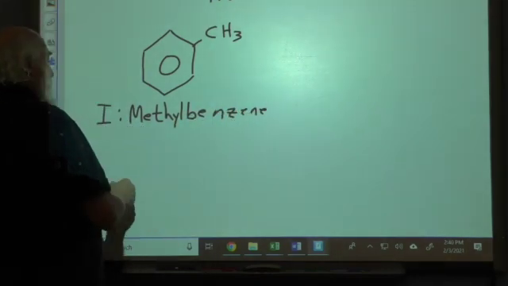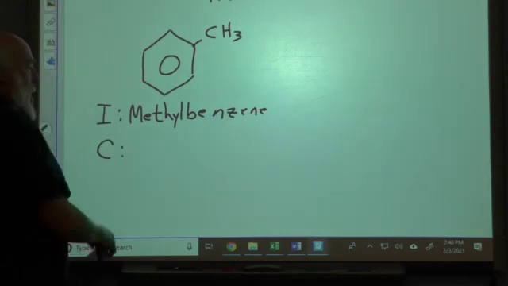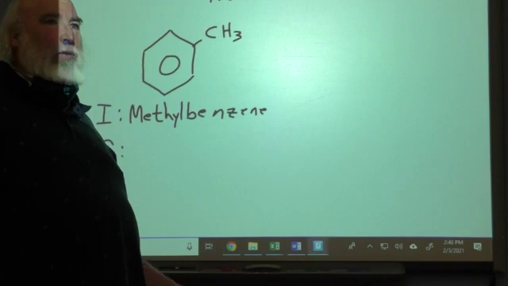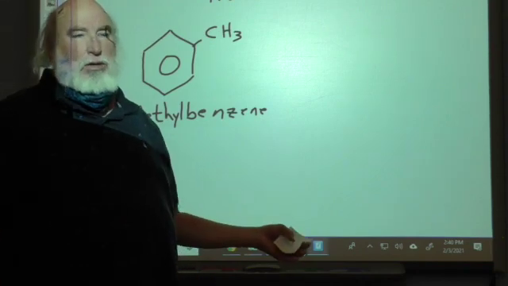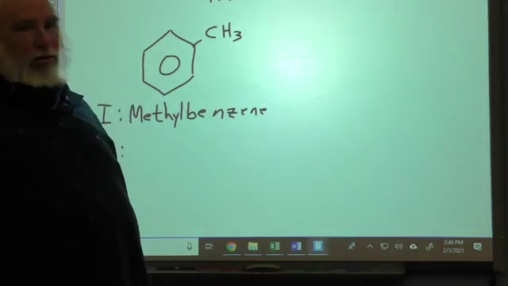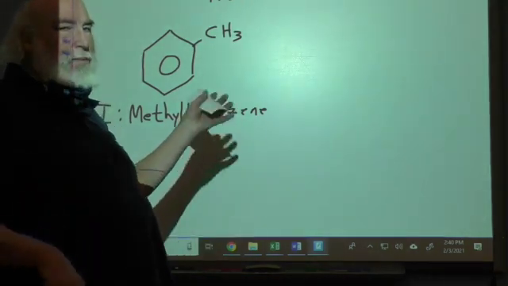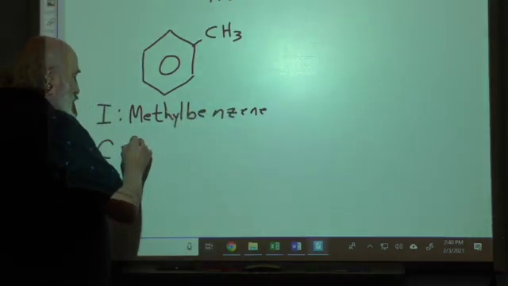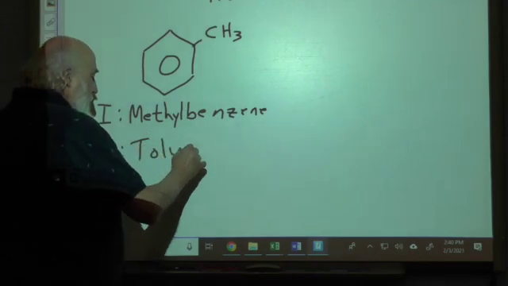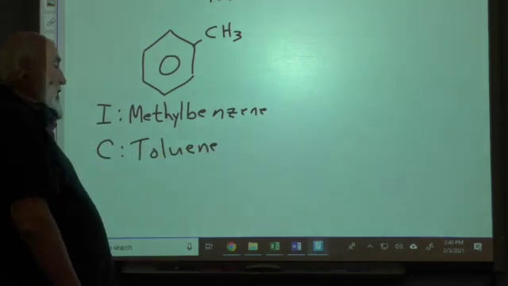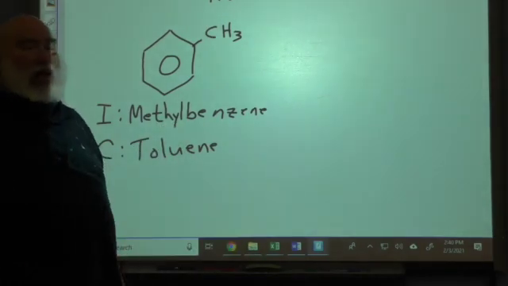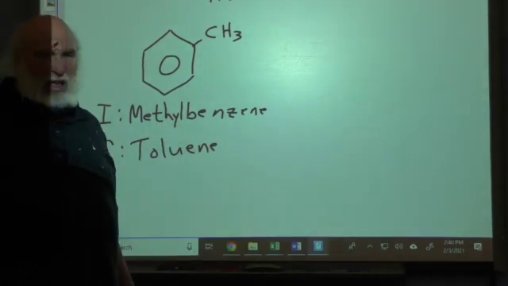But then there's something called a common name for this. And industry uses this compound for a number of things, mainly a solvent, but it has other uses to create other compounds that are more complex than this. This is called toluene. And unfortunately, you're going to hear more of this, because the industry doesn't like that name for whatever reason. They didn't come up with it.